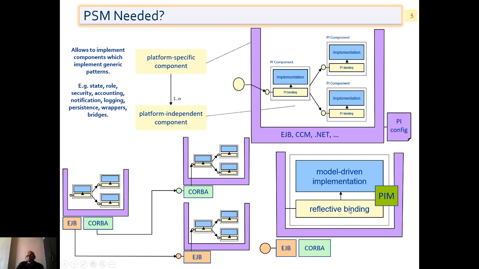Yeah. So model driven implementation will have reflective binding, right? Now reflection, isn't it? Mirror imaging, in short I can say. Reflective binding of PIM will create multiple platform independent units and configurations, and that can be done by using wrappers, bridges, states, and may be implemented using the generic patterns.